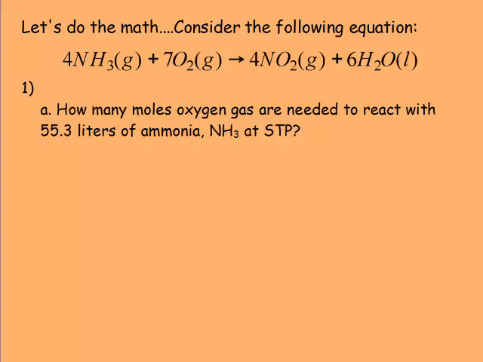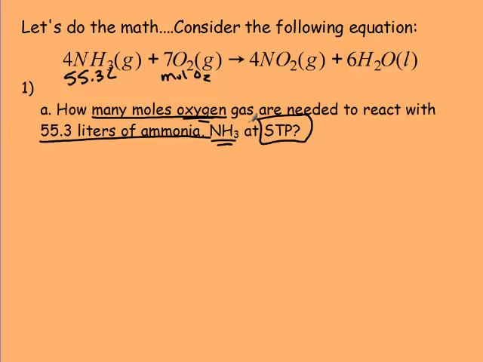On this first problem, it says that we have 53 liters of ammonia, and we're looking for moles of oxygen. Notice it's a stoich problem because I have NH3 and I have oxygen. So I'm trying to convert one substance to moles of another substance. This one's an easy one, though, because we're at STP. So because it's in STP, we could have done this problem back in the stoich unit.